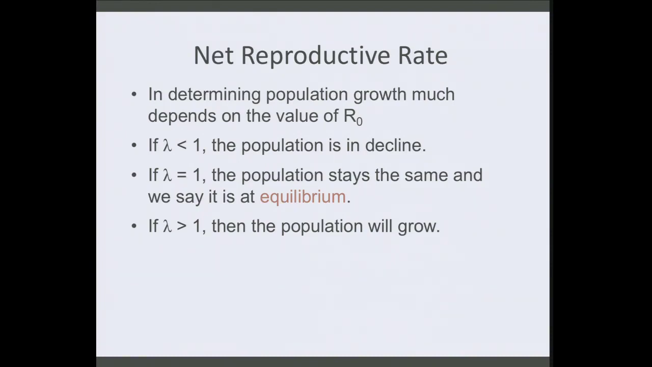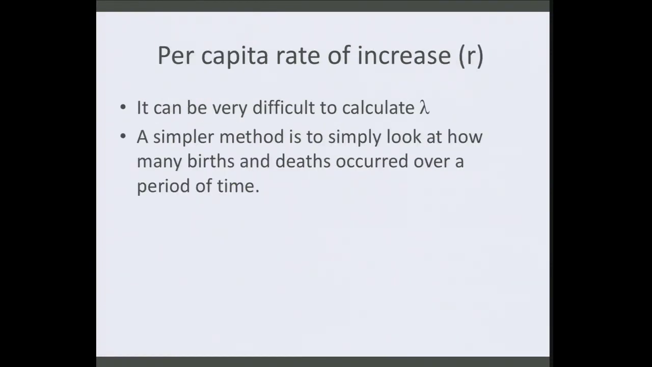Now, thinking about how we went about calculating lambda, well, we had to first have a life table that told us not only how many female individuals there are, but how many female offspring they each had every year. We then had to do a bunch of calculations, looking at how many offspring she has in that age class, how many offspring are had per age class, and then we had to add them all up. And this can be very difficult to do because we might not have all that data.